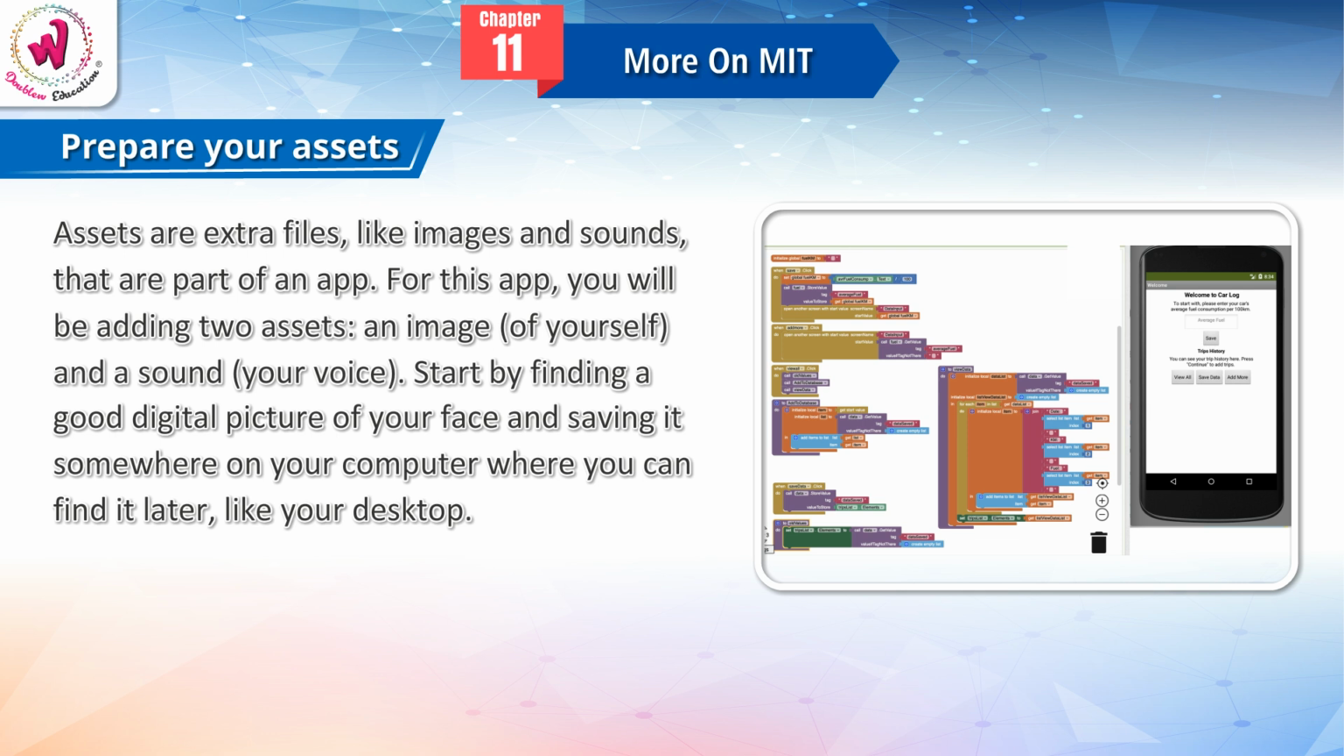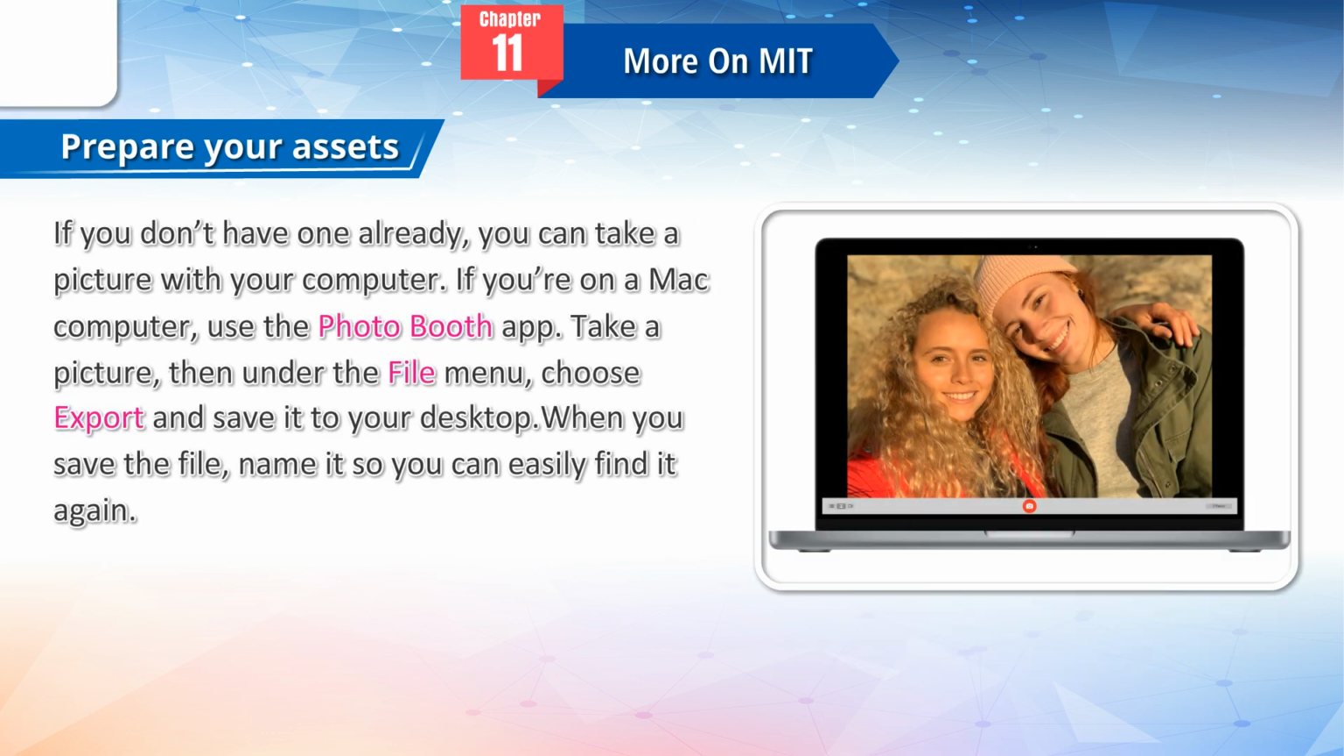Prepare your assets. Assets are extra files, like images and sounds, that are part of an app. For this app, you will be adding two assets: an image of yourself and a sound, your voice. Start by finding a good digital picture of your face and saving it somewhere on your computer where you can find it later, like your desktop. If you don't have one already, you can take a picture with your computer. If you are on a Mac computer, use the Photo Booth app, take a picture, then under the File menu, choose Export and save it to your desktop.